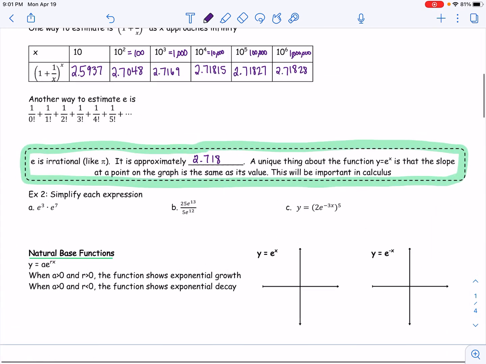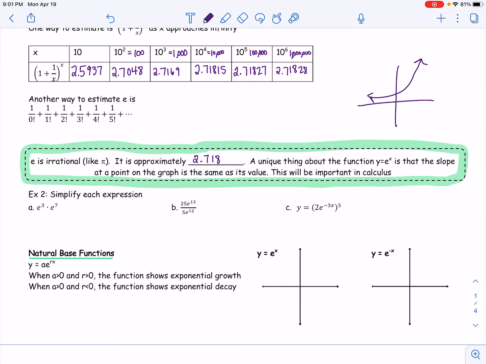Something else that's very unique about e, which you won't need this year, but if you're taking pre-cal and then calculus before you get to college, or even whenever you get to college, a unique thing about the function y equals e to the x, so that is an exponential with a base of e, is that the slope at a point on the graph is the same as its value. So let's get just a rough sketch of that. If this is our e to the x graph, let's say I pick the point right here.